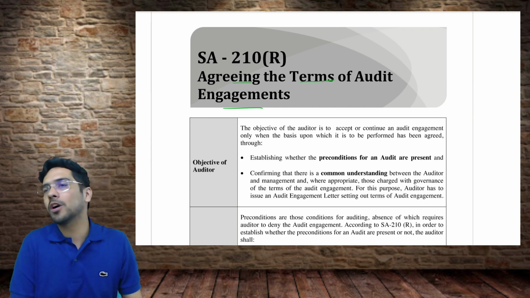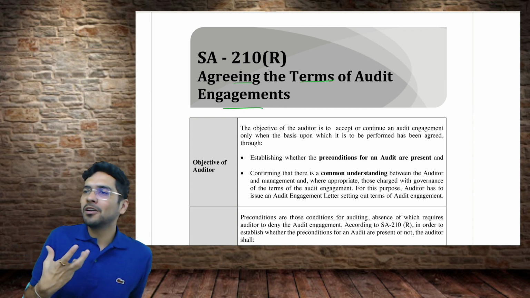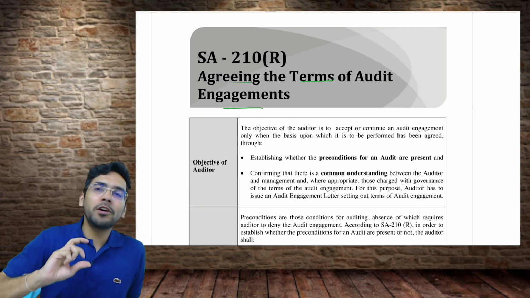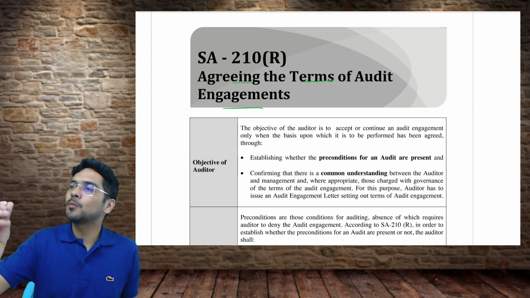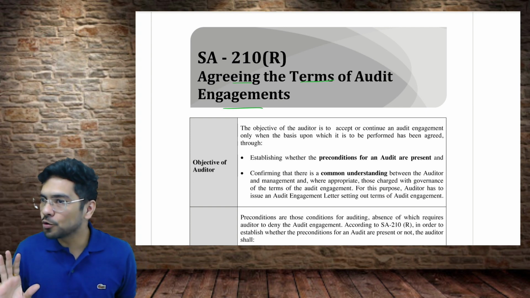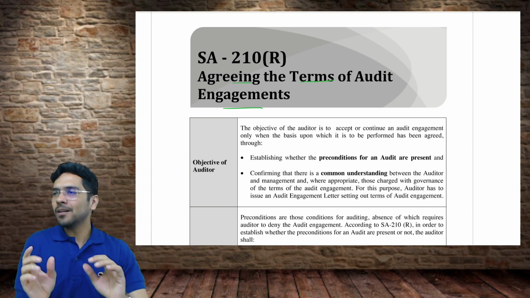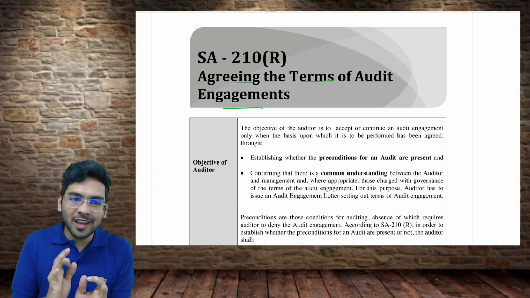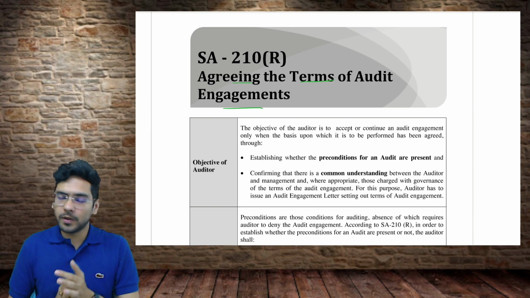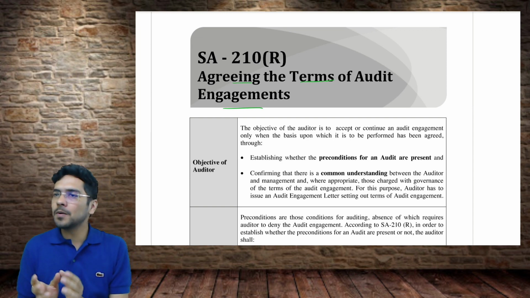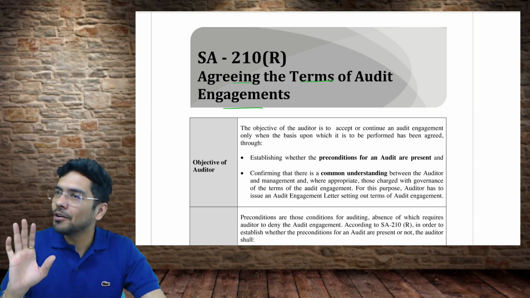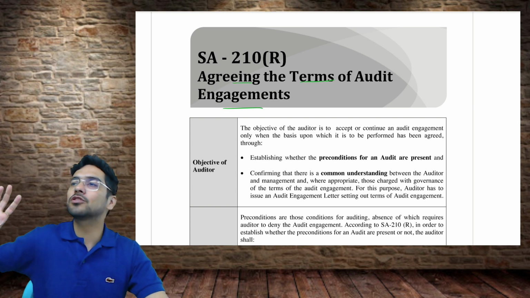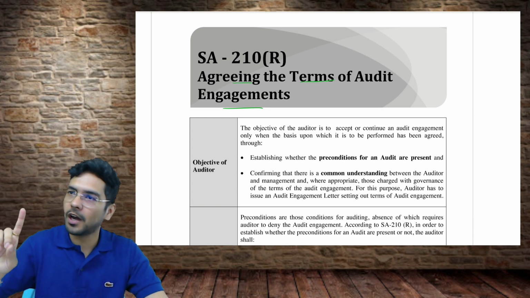So this standard is agreeing the terms of audit engagement. This simply means what? Again, we are a very respectable profession. We would never want to have any argument or dispute or fight with our clients in future. So keeping in mind this aspect, we have this standard agreeing the terms of audit engagement. Before you accept the audit engagement, you have to make everything very clear so that later on there is no case of any dispute. Are you all okay with this?